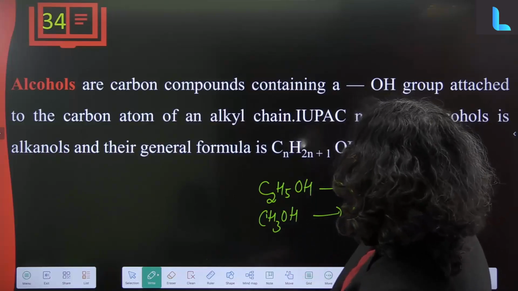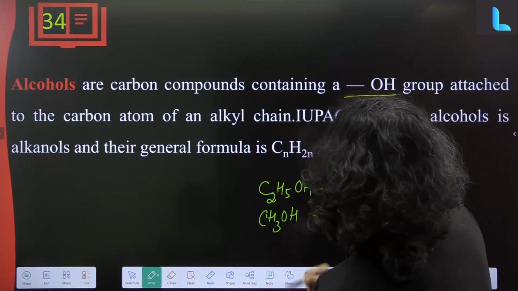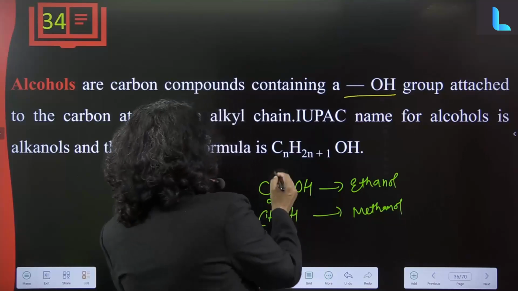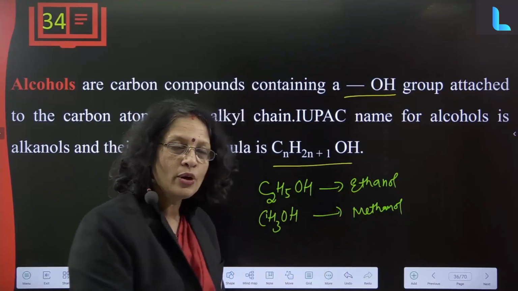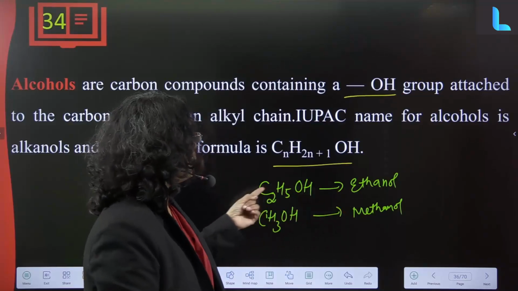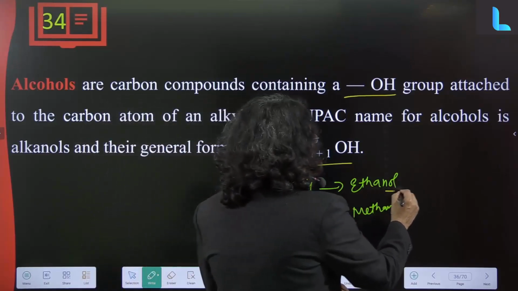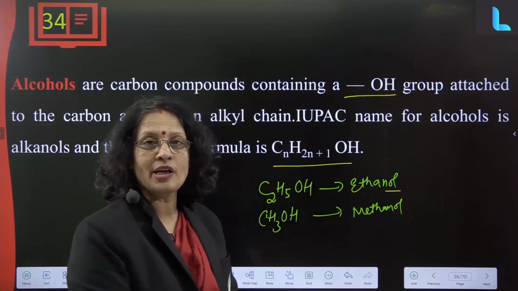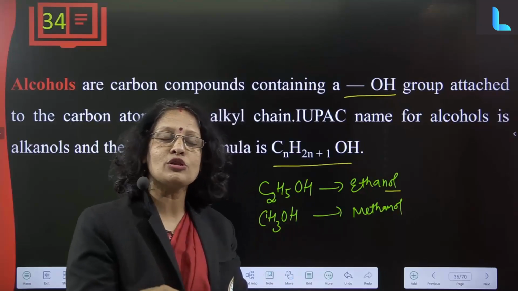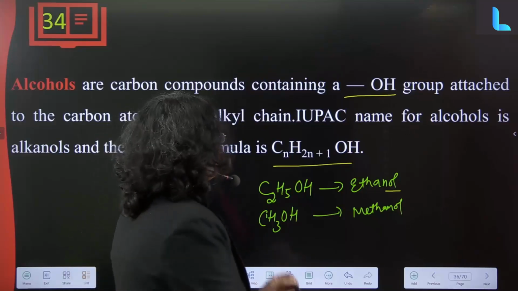For example, alcohol is a carbon compound containing an OH group attached to a carbon atom of an alkyl chain. The IUPAC name will be alkanols and the general formula will be CnH2n+1 OH. Here we have 2 carbons, so the root word used is eth for 2 carbon. An OH group is present, so we always use the suffix: the end of the name should be with ol. That means it is an alcohol. So by reading the name also we should identify which functional group we are talking about. So this is ethanol.